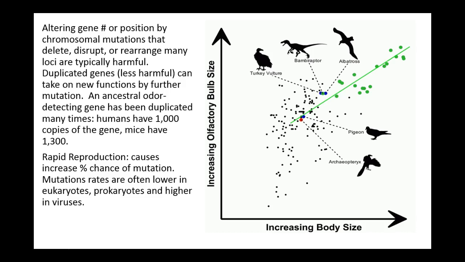I'll start talking about this, but I'll pick it up on the next one because it's really wild. We had an ancestral odor detecting gene, and that's been duplicated over 1,000 times in humans. But in mice, it's been duplicated about 1,300. And the interesting thing is this duplication, although it's considered benign, again, we'll pick this up on the next one.